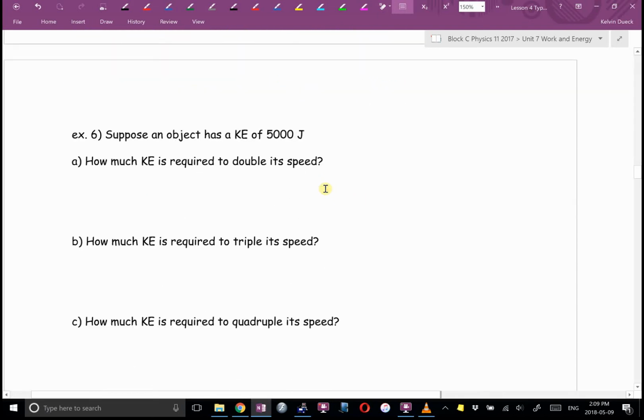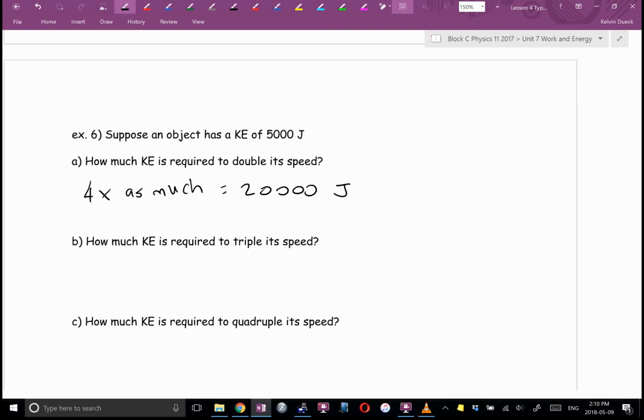So let's look at example 6, next page. Suppose an object has 5,000 joules of kinetic energy. If I want to double its speed, how much more energy will I need? Emma, double is 2. What's 2 squared? Which is going to be 20,000 joules. Twice as fast, 4 times more energy.